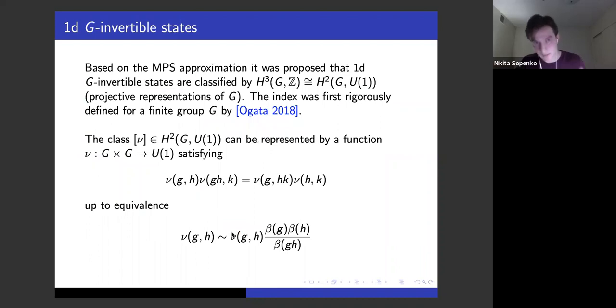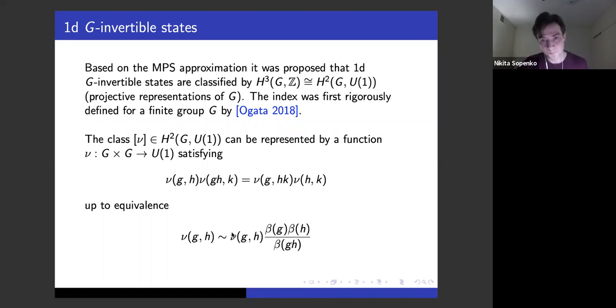Now let me move to the G-invariant case, the G-equivariant case. It was predicted a long time ago that such G-invariant states should be classified by the cohomology group of G, the third cohomology group with coefficients in Z, or the second with coefficients in Q/Z. But it was first rigorously defined only recently by Ogata for finite groups. I'll be talking mostly about finite groups, but some results are also applicable for non-finite groups. But I'll just focus on that for simplicity.